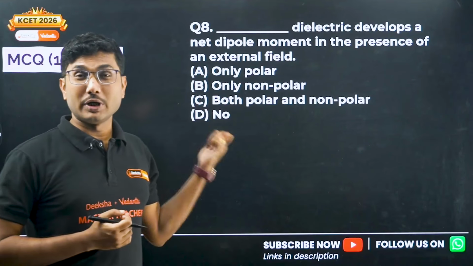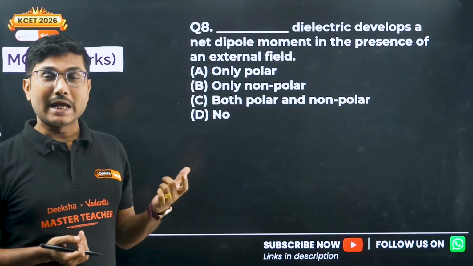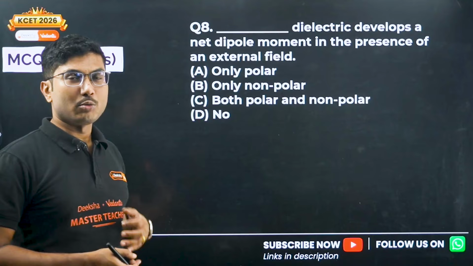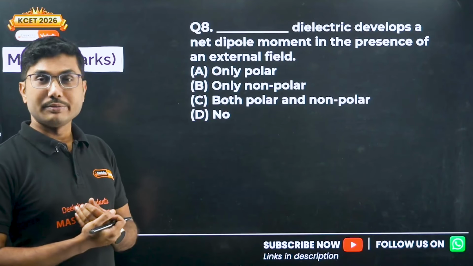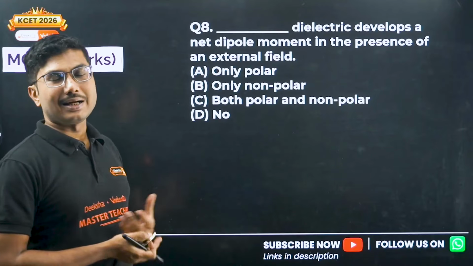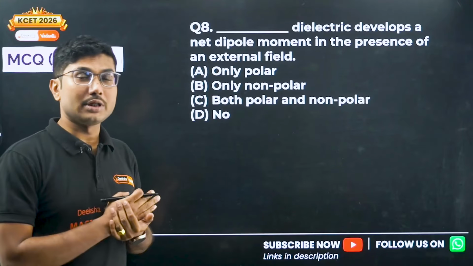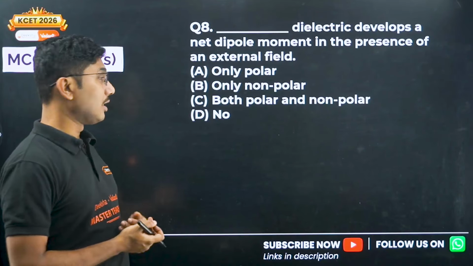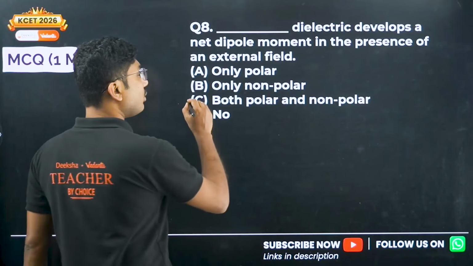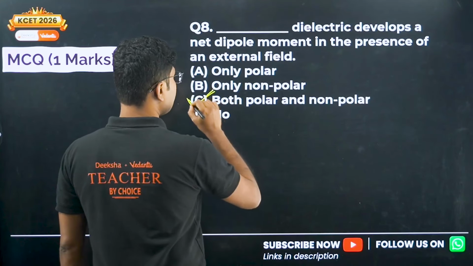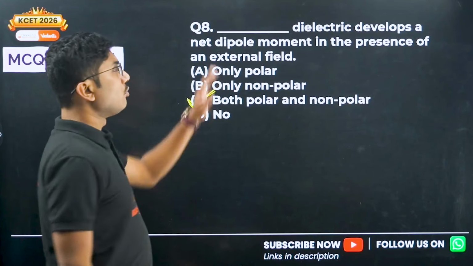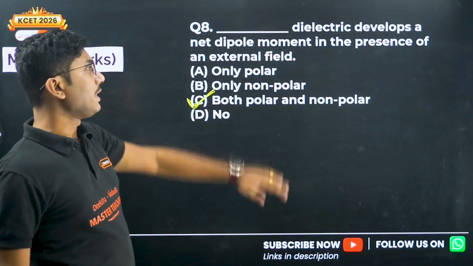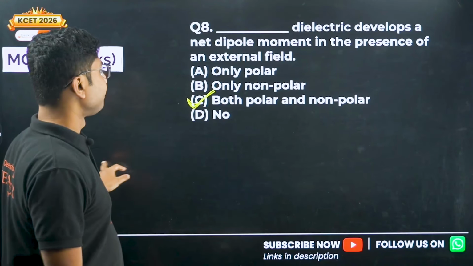In case of polar, they already have a net dipole moment at the molecular level, but at the material level, the dipole moments cancel each other, so the net dipole moment will still be 0. But when you apply an external electric field, not only the polar ones but the non-polar ones both get electrically polarized. So both polar and non-polar will be the answer. Clear? Both polar and non-polar dielectrics develop a net dipole moment in the presence of an external electric field.